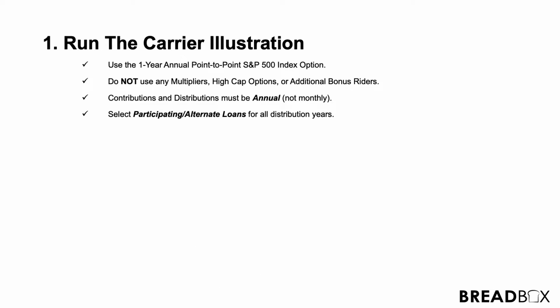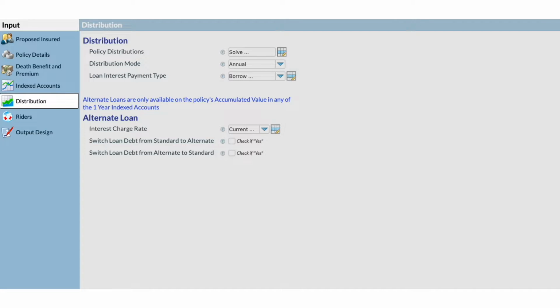And then you're also going to want to run that illustration using participating or alternate policy loans for all of the distribution years. So let's talk about how to run the distributions in the carrier illustration software. We're going to take a look at several different carrier illustration software screenshots, and I'll walk you through how to design these distributions. So we're going to start off looking at Pacific Life's carrier illustration software. And to be clear, this is just for agents and advisors as a tutorial tool on how to run carrier illustrations and how to find some of these parameters that we're looking for in the carrier designs.